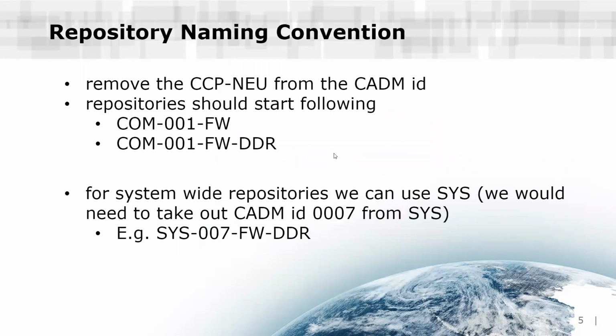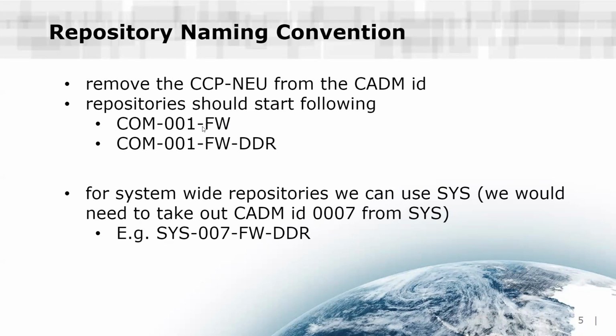Moving on to how we would implement a repository naming convention based on this, we're going to move out a lot of the extra stuff that we don't care about in terms of how we want it to show up in the repos. I would remove the CCP, NUDOS, because every team's going to have that and it doesn't matter. I would also remove the revision number, because the revision number should be tied to your releases and tags within GitHub. So an example here would be com001 for the firmware.